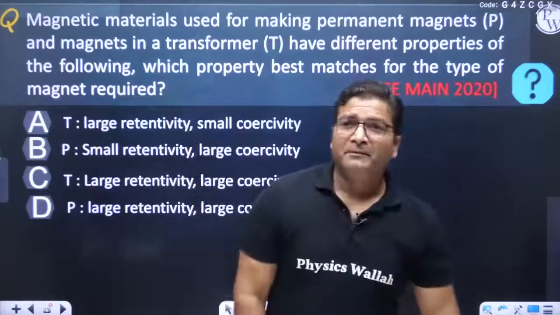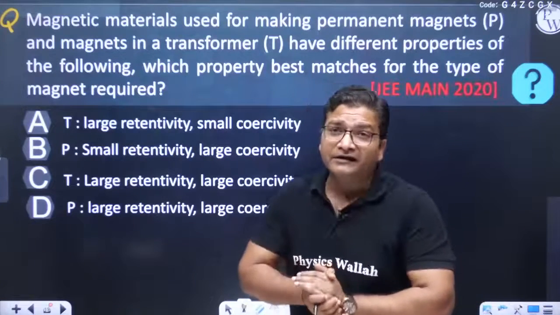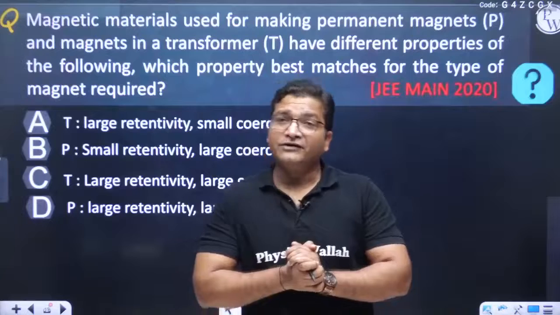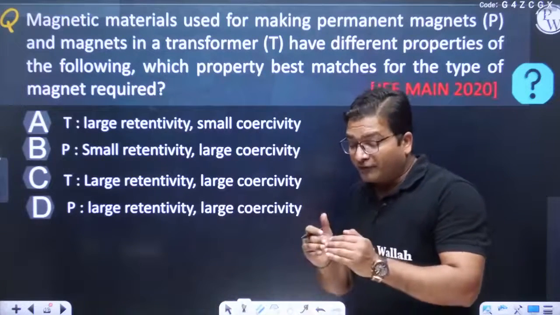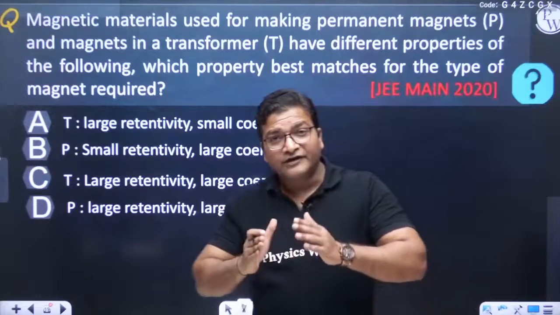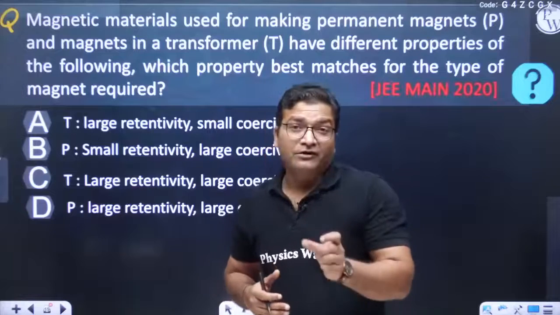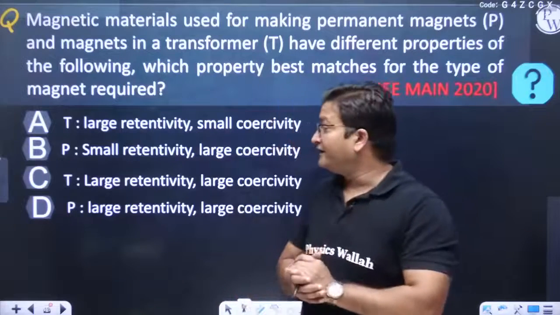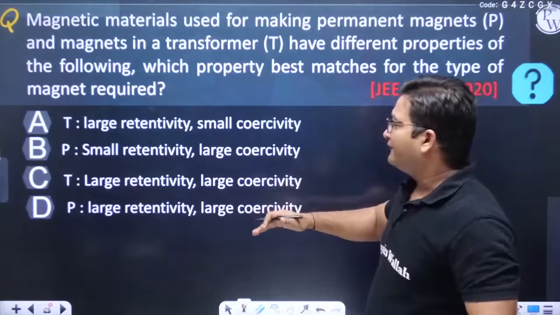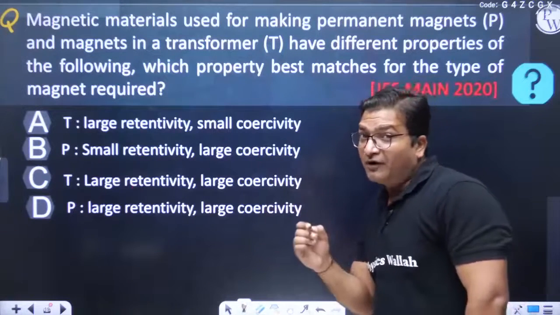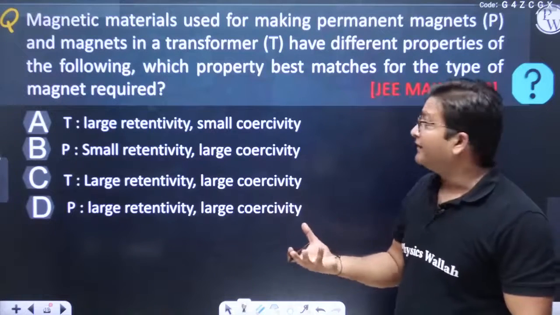Now they are saying magnetic materials used for making permanent magnets and magnets in transformers have different properties. I think you understand this. For making permanent magnets, the area of the hysteresis loop must be large. It must have large coercivity and retentivity, and for transformers it must have small coercivity and retentivity. So if we check our options, for transformers we must have small coercivity and retentivity. For permanent magnets we must have large coercivity and retentivity.